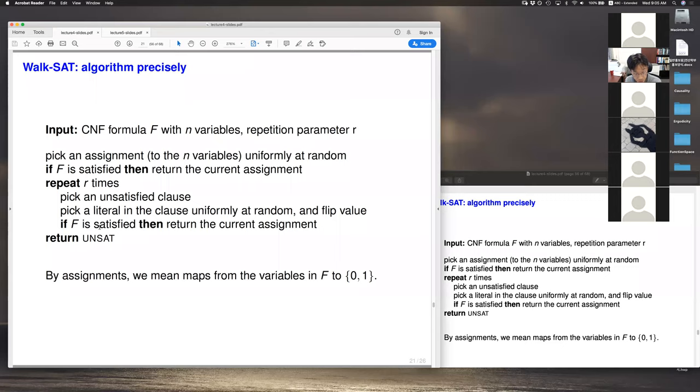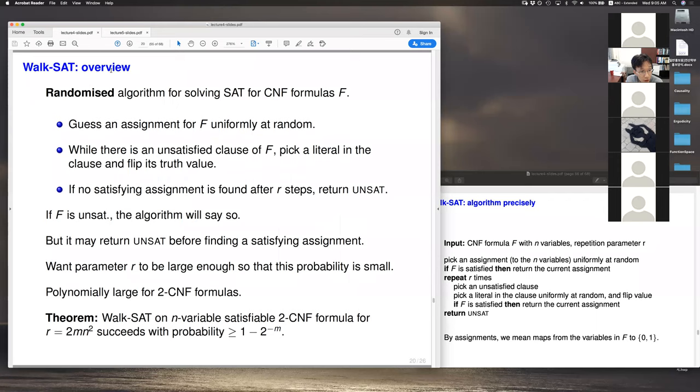One important property that we talked about is the case where the formula F is a 2-CNF formula. We look at this theorem, which says that if the formula is a 2-CNF formula, and we pick the repetition parameter R to be large enough, given by 2 times m times n squared, where n is the number of propositional variables appearing in the formula and m is the precision parameter, related to how correct we want this algorithm to be, then the algorithm returns the correct answer with probability 1 minus 1 over 2 to the power of m.